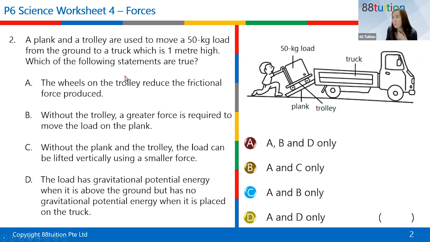So how about this one? You see a plank and a trolley are used to move a 50 kg load from the ground to a truck, which is 1 meter high. Which of the following statements are true? See, the wheels on the trolley reduce the frictional force produced. Is it true? Does it reduce?